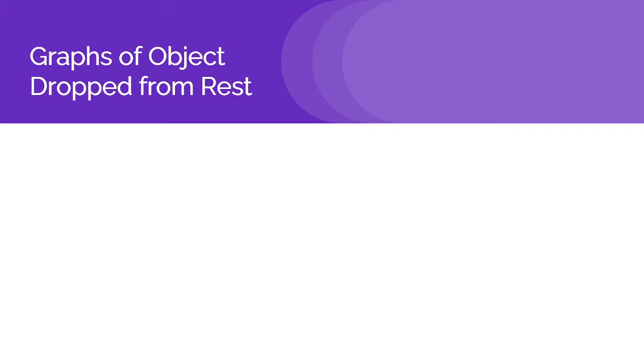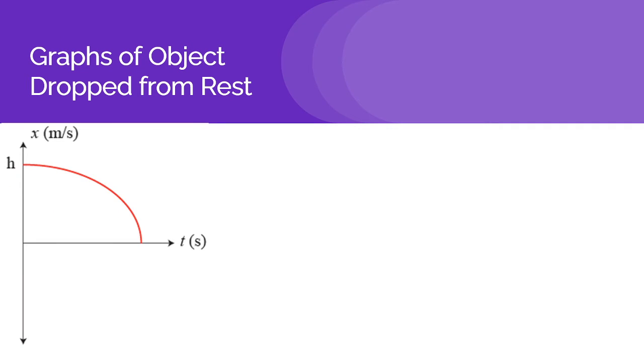All right, graphs of objects dropped from rest. Since we are starting from a certain height, as time goes on, what is going to happen? We are going to go faster and faster and faster. We are traveling some distance initially, but as time goes on, we are traveling more and more with the same time intervals. So you are going to have that graph.